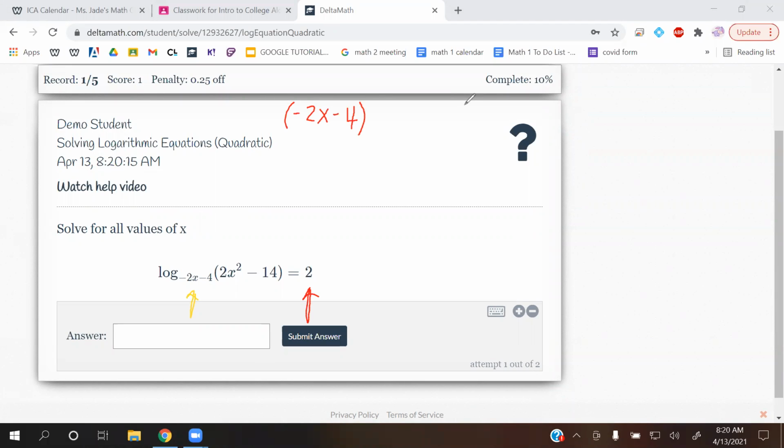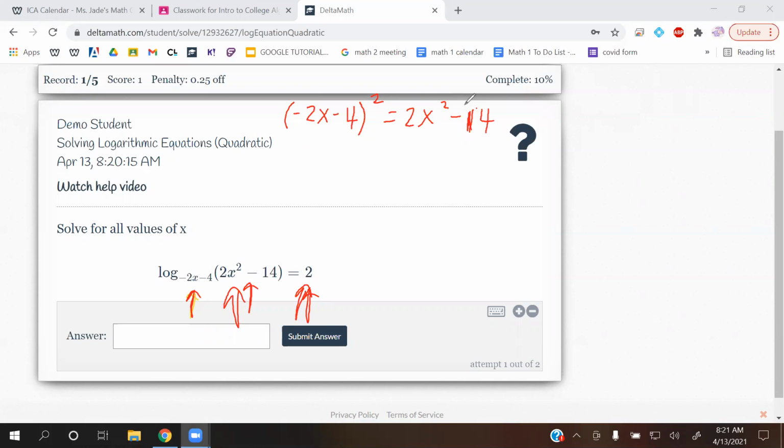Raised to the power of 2 equals the value of 2x squared minus 14. There we go. So base to the power of the exponent equals the value. The base we got here, the exponent we got here, and the value is right here. Okay, so once we do that, we can expand this piece.